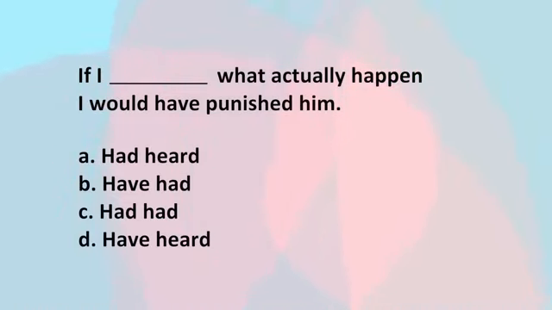So now let's look at option A and option D. Option A says, if I had heard with my ear, if I had heard what actually happened, I would have punished him. Option D says, if I have heard what actually happened, I would have punished him. Now, the best answer there is A. If I had heard. That means it's past tense. If this person had heard with his ear in the past what actually happened, he would have punished him.